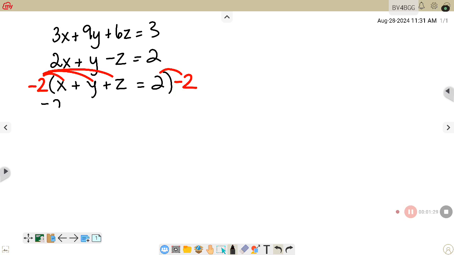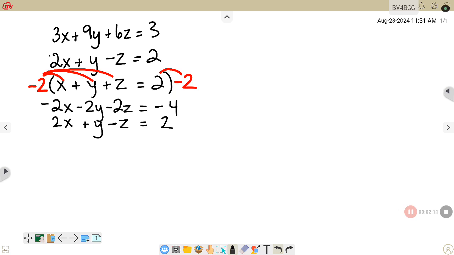That gives me negative 2x. Negative 2 times y gives me negative 2y. Negative 2 times z gives me negative 2z equals 2 times negative 2, which gives me negative 4. So now I can add that to the middle equation. I'm just going to rewrite the middle equation to keep my work organized underneath this new equation. So it's 2x plus y minus z equals 2. Again, I am just rewriting this equation so that I can now add these together and eliminate my x's.